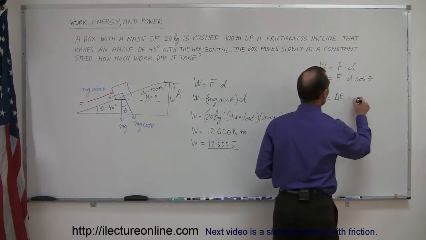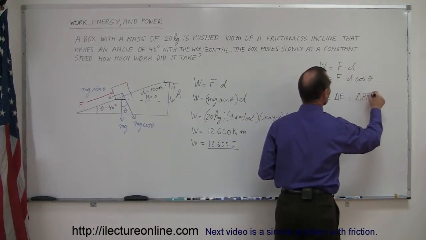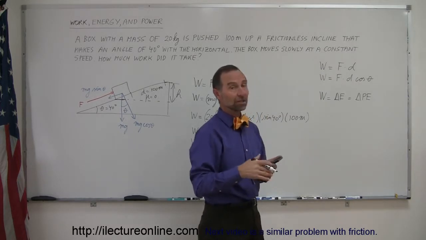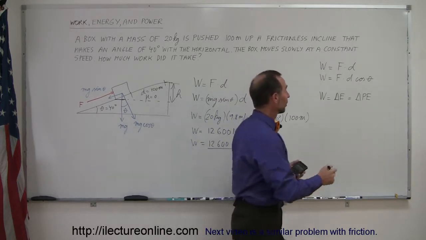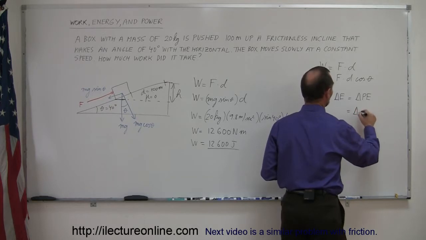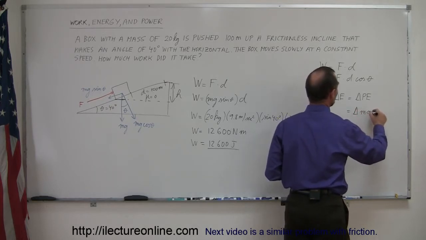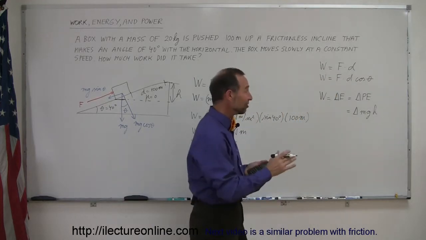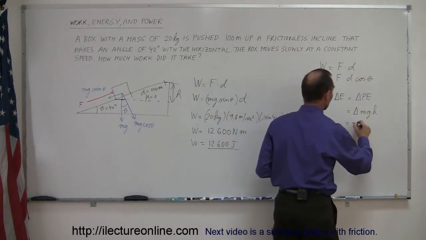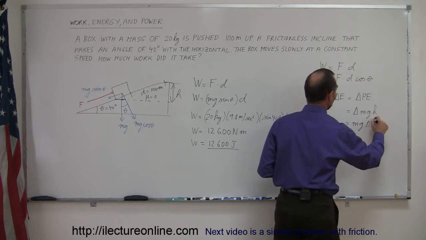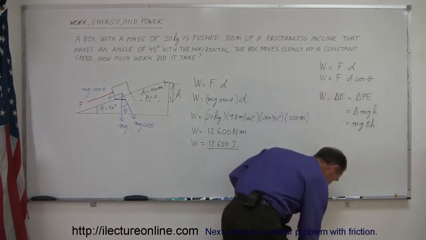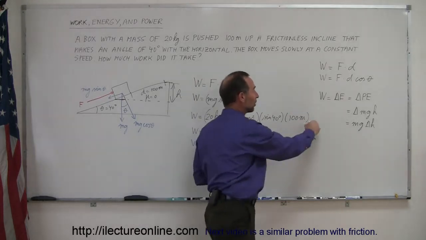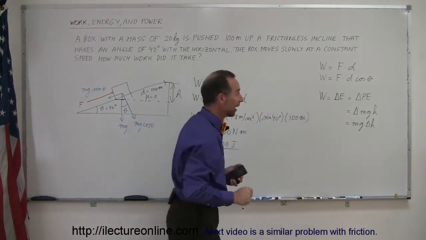So this is equal to the change in potential energy, and by definition, the potential energy is mass times g, the acceleration of gravity, times height. So this is equal to the change in mgh. And of course, the mass isn't changing, g isn't changing, h is changing, so we can say that's equal to mg times the change in the height. And so therefore, we can say that the work done is equal to mg times the change in the height.